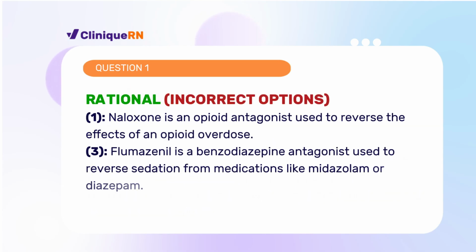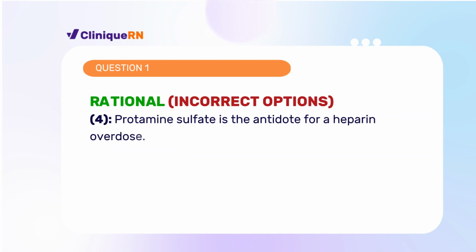Incorrect option 1. Naloxone is an opioid antagonist used to reverse the effects of an opioid overdose. Incorrect option 3. Flumazenil is a benzodiazepine antagonist used to reverse sedation from medications like midazolam or diazepam. Incorrect option 4. Protamine sulfate is the antidote for a heparin overdose.